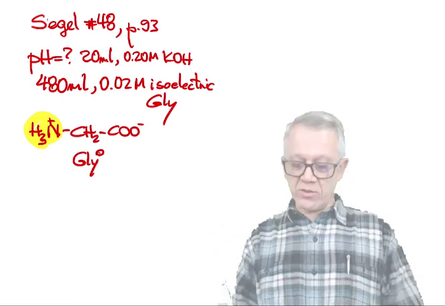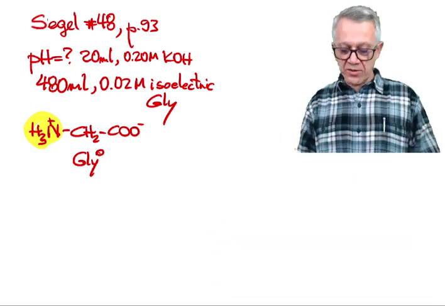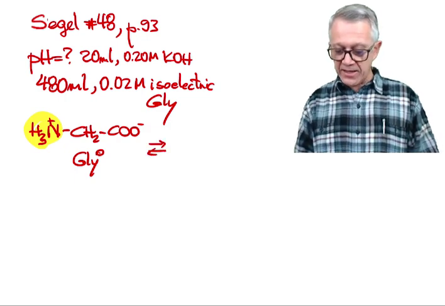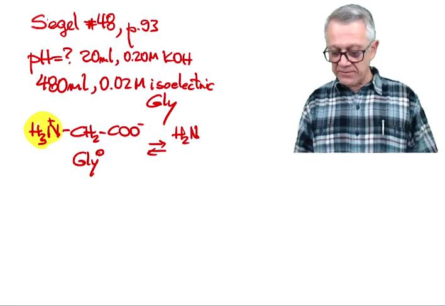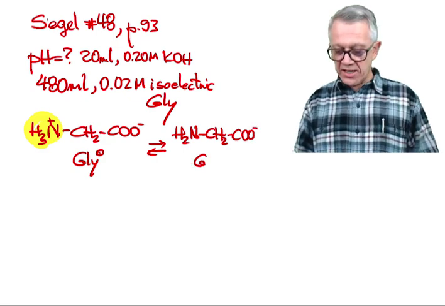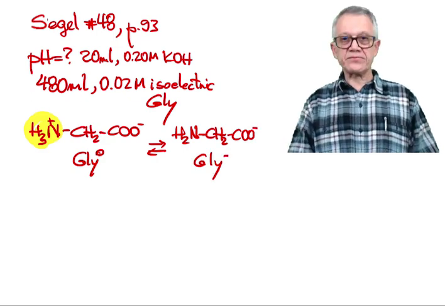Then when we add the sodium hydroxide, what we're going to do is remove protons from that amino group, and it's going to form an equilibrium where we have H2N, CH2, COO minus, which is the glycine minus 1.